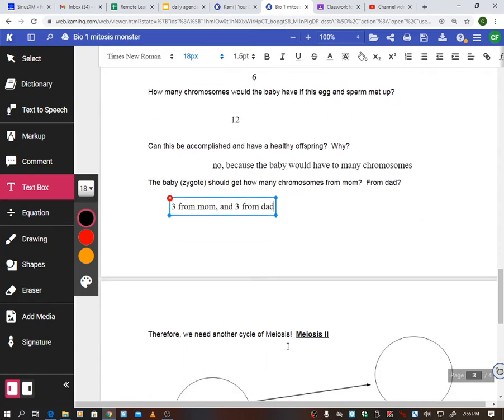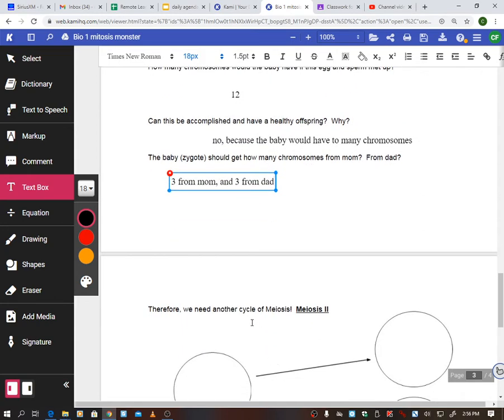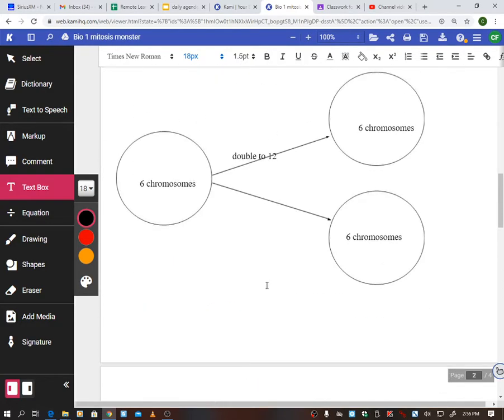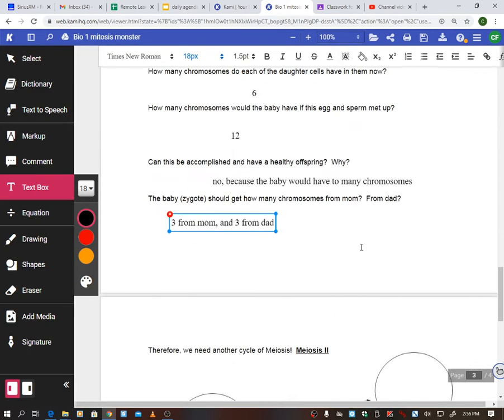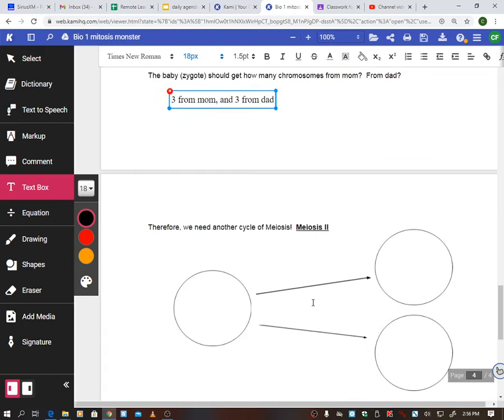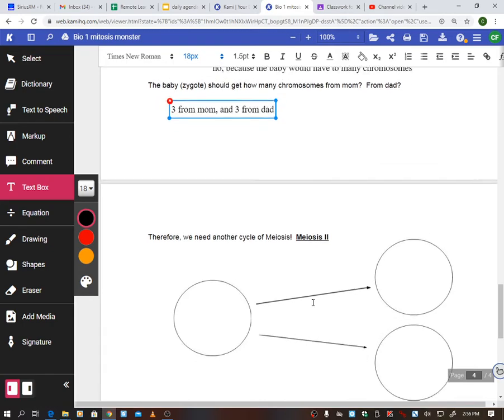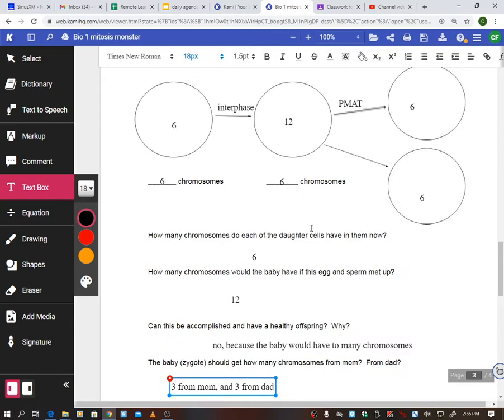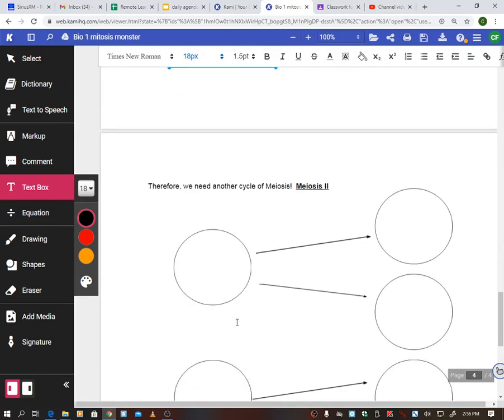So therefore, we have to go through another cycle of meiosis. So basically, meiosis is making egg and sperm. So what we did the previous day, this was making like skin cells, your body cells. This right here, meiosis, is making egg and sperm. And doing that, you go through mitosis once, then you have to go through mitosis again. So it's called meiosis because it's egg and sperm, and this is the second round.